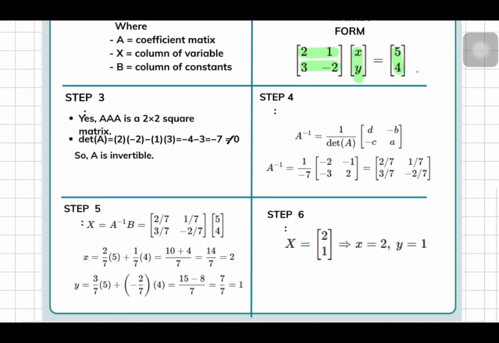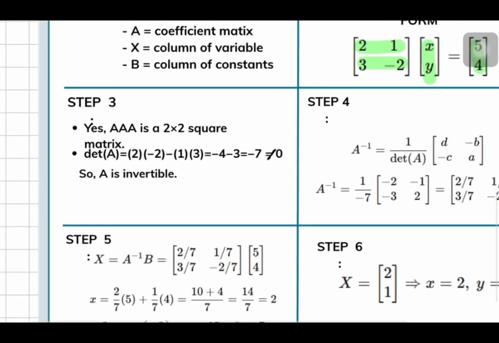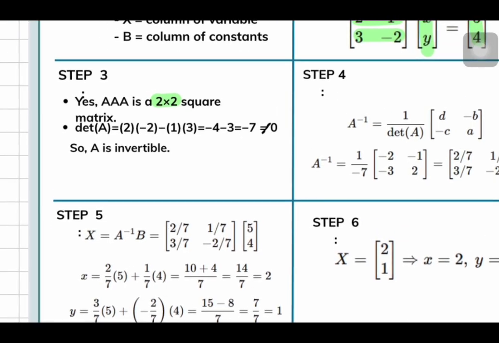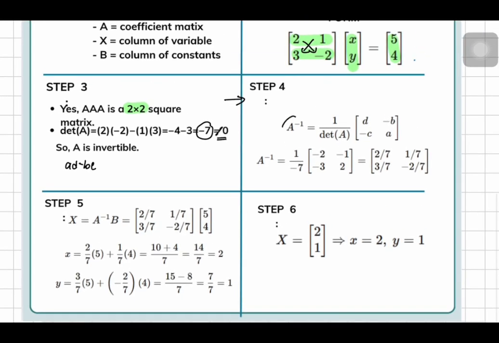Step 3 is to verify two things. First is to check if it is a square matrix, and yes, since it is a 2 by 2, it is a square matrix. Next is to check if it is invertible. We must find the determinant, which is the formula AD minus BC. We do 2 times -2 minus 1 times 3. We will get -7, which is not equal to 0. So A is invertible, and then we can proceed to the next step, which is to find A inverse.